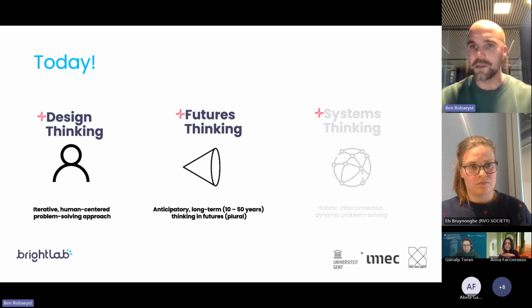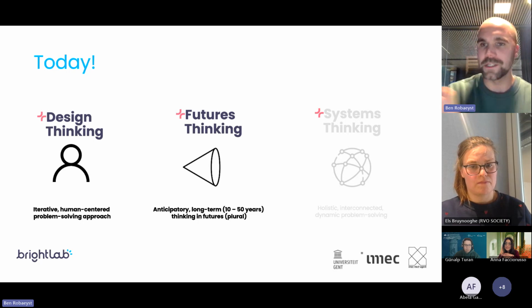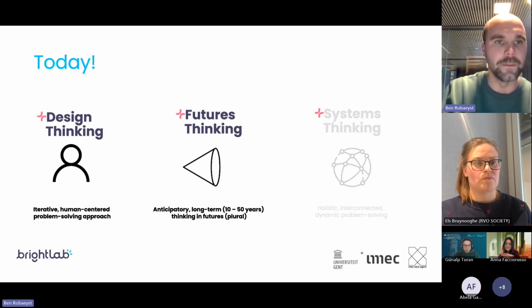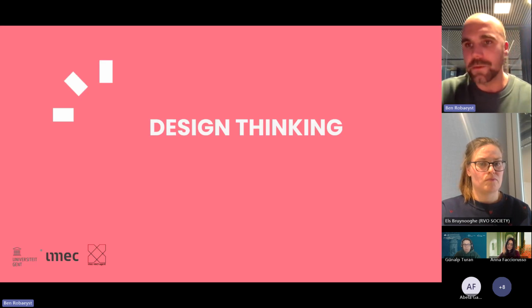But in my opinion, if you really want to teach students to handle these problems in order to give them the backpack, then you have to actually look at the three of them. But today we will focus on the first two. Okay, so let's start with design thinking.